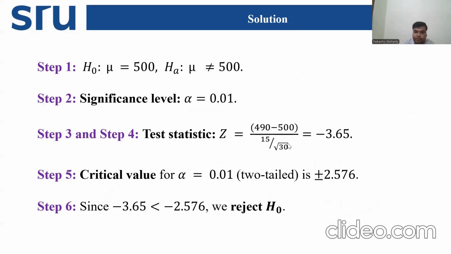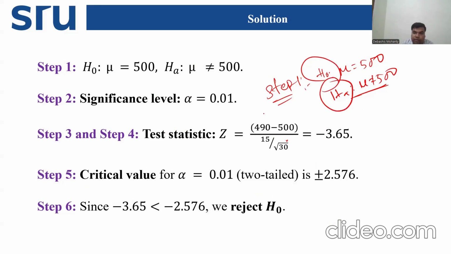So, let us see. First step: the null hypothesis mu is equal to 500, and the alternative hypothesis mu is not equal to 500. This is the first step. We have to define the null hypothesis, and after that, the alternative hypothesis. After defining them, in the second step, we have to write the significance level.